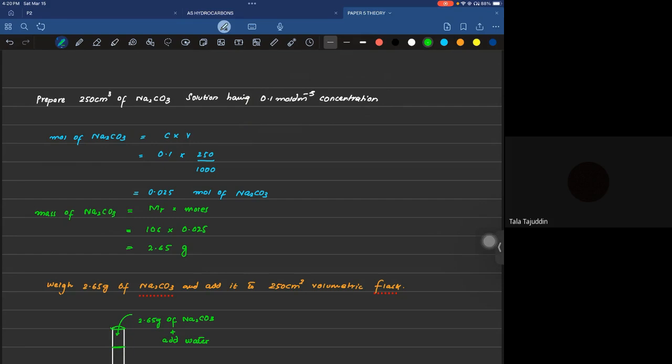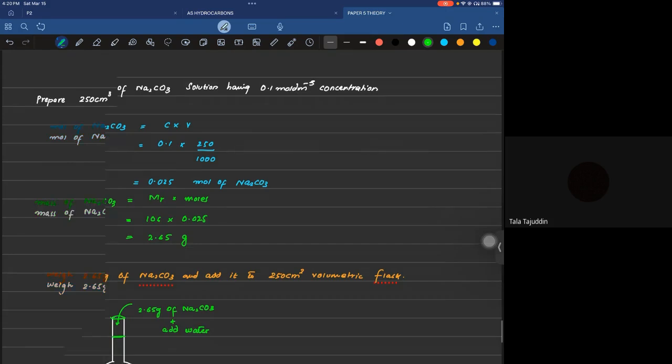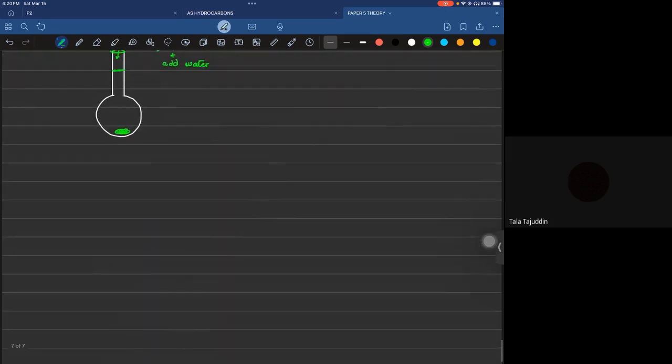Now you can see we are going to prepare the solution in a volumetric flask. This is much more accurate. That's the reason whenever we prepare a solution, we are supposed to take a volumetric flask. What if I want to dilute a solution?